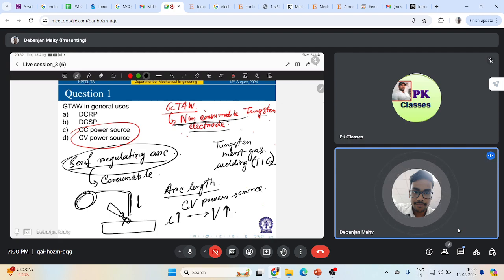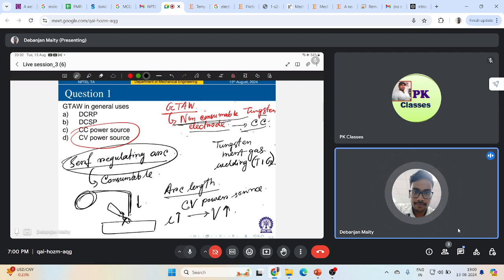So over here in gas tungsten arc welding, we generally use a non-consumable tungsten electrode, and we will prefer a constant current power source. For gas metal arc welding, yes, the constant voltage power source will be much more suitable.